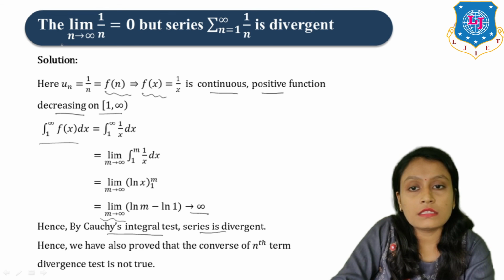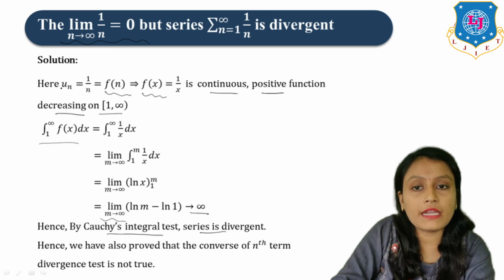That is, this limit is 0. We can clearly see that if you apply limit n tends to infinity of 1 upon n, it will be equal to 0, and this series is divergent. So the converse of the nth term divergence test is not true.